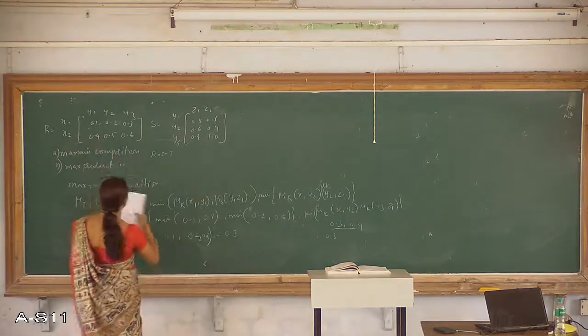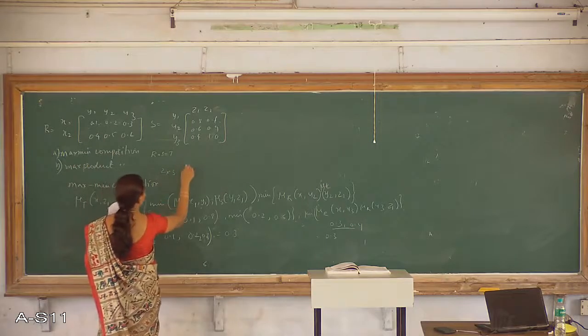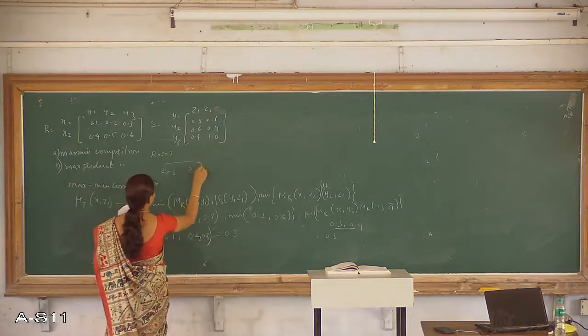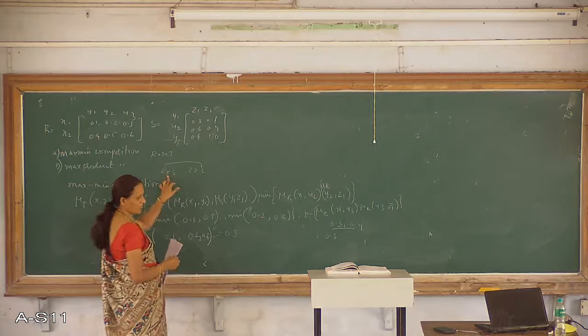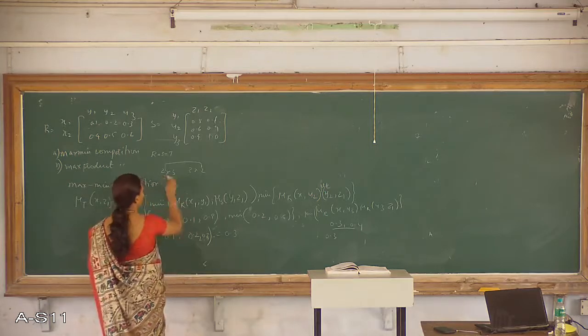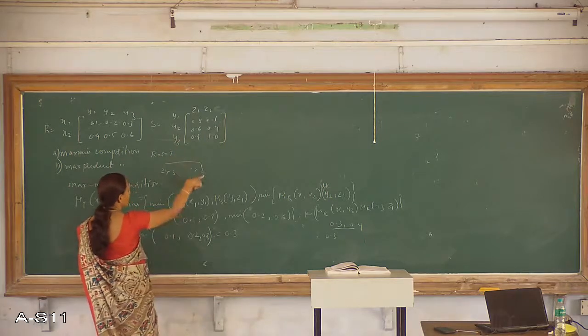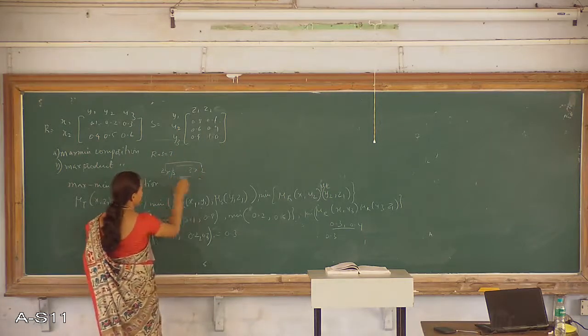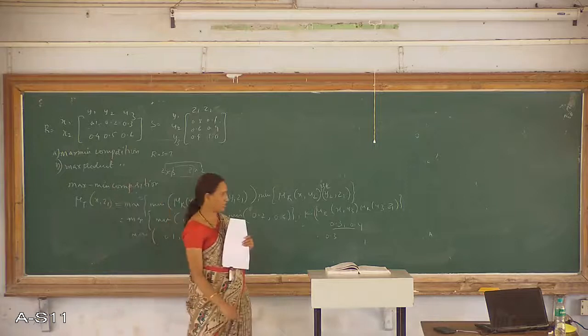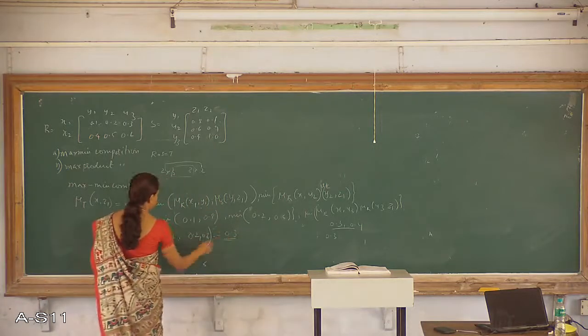Here it is 2 cross 3 and here it is 3 cross 2. So I should get what? 2 cross 2, correct? See, 2 cross 3 is 2 rows and 3 columns. Here it is 3 rows and 2 columns. So I should get 2 cross 2 as my product. Okay, so that is what we are going to get.